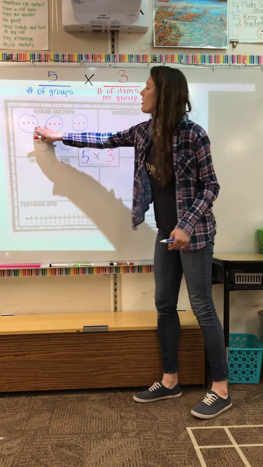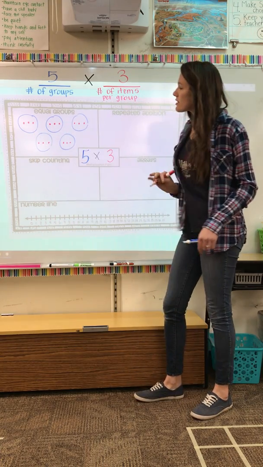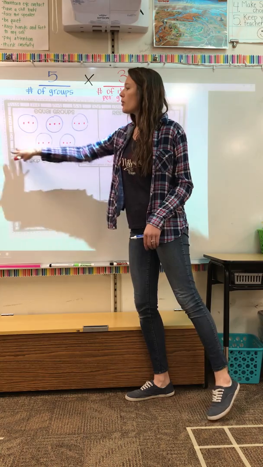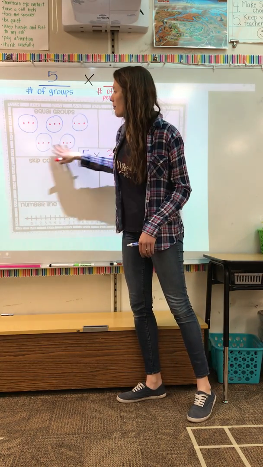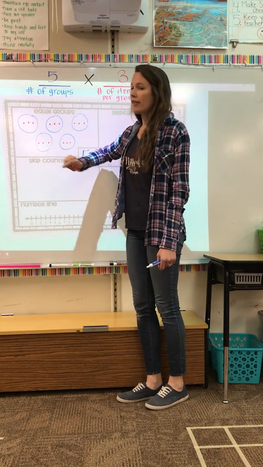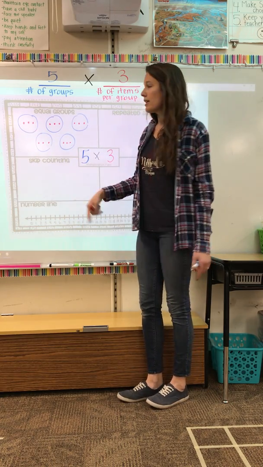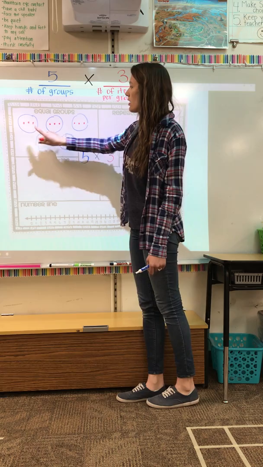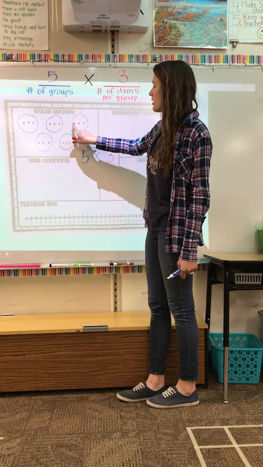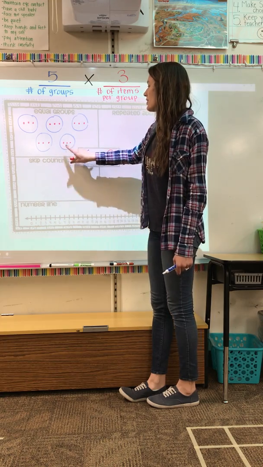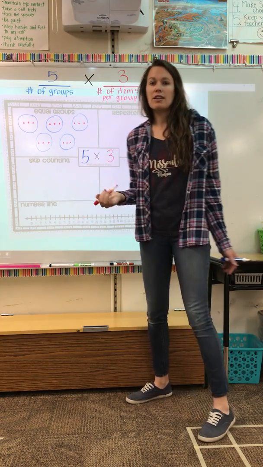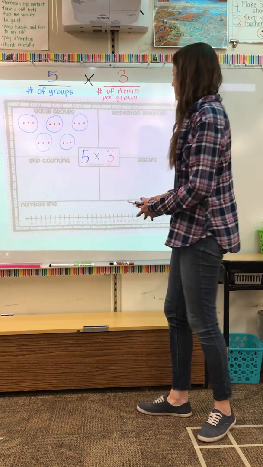So here I have my 5 groups with 3 cookies in each group, and this is my equal group strategy. I can count up each cookie and add up all my cookies to find how many total cookies I had on my plates. 1, 2, 3, 4, 5, 6, 7, 8, 9, 10, 11, 12, 13, 14, 15. 15 cookies on my 5 different plates.